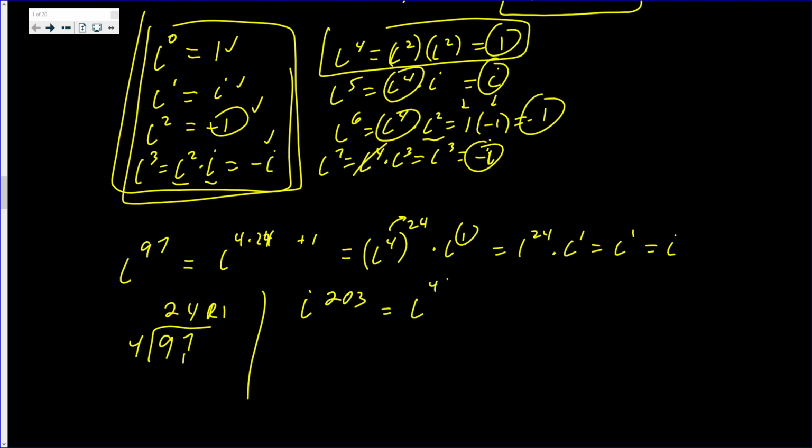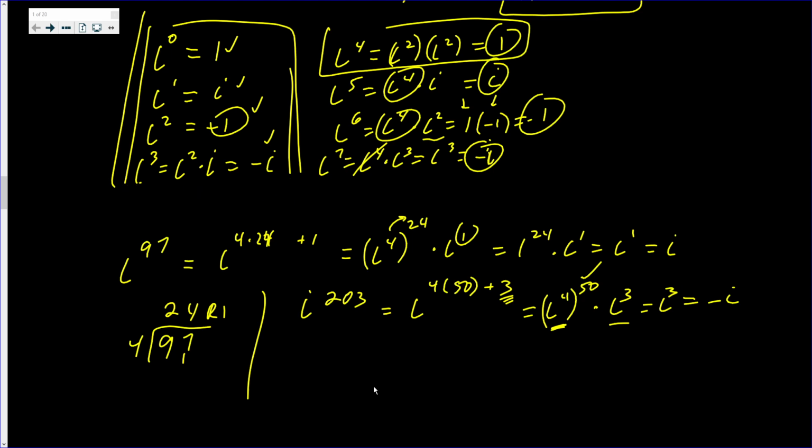If you were asked what i to the 203 is, well, 203 is 4 times 50, which is 200, plus 3. I claim the answer is i cubed. This is i to the 4th to the 50 times i cubed. But what's in here is 1, and 1 to the 50 is 1. And 1 times i cubed is i cubed. And i cubed is negative i. Okay, so basically, if you remember these here in this first box, you're okay.